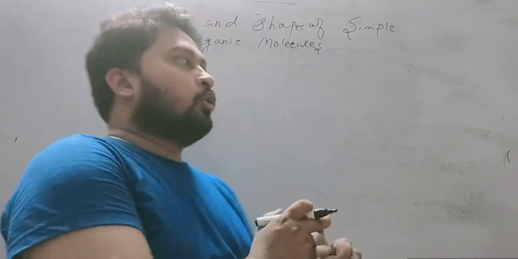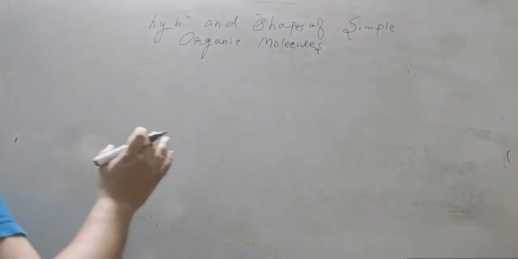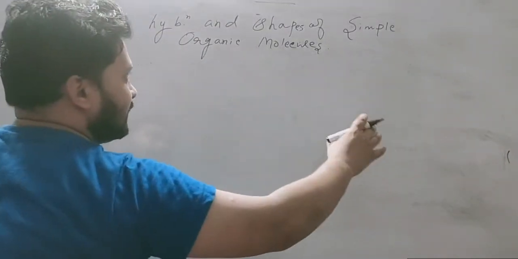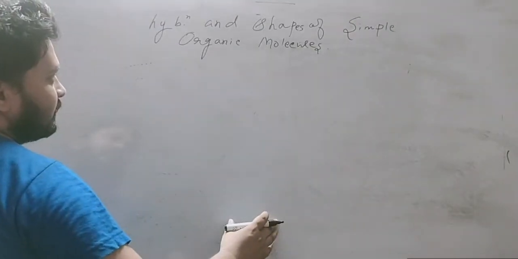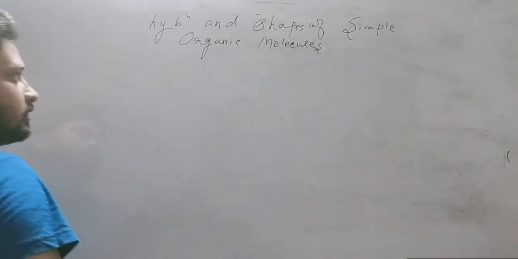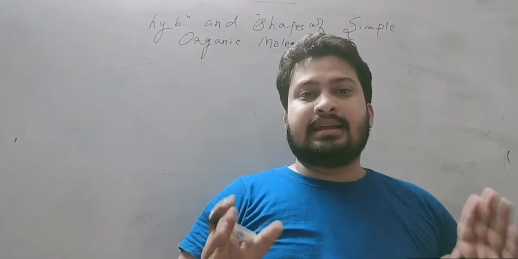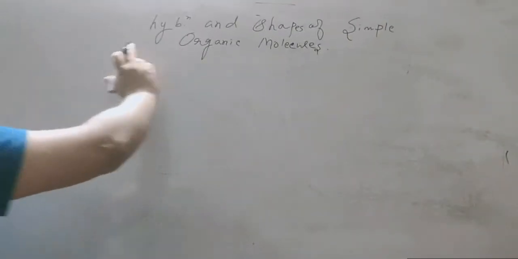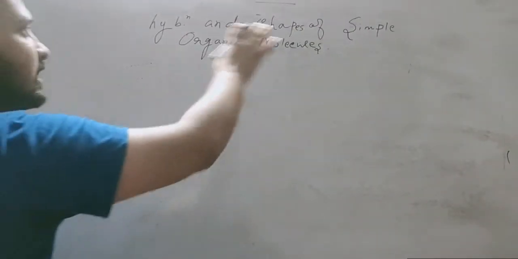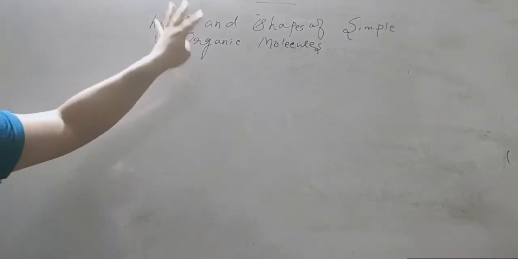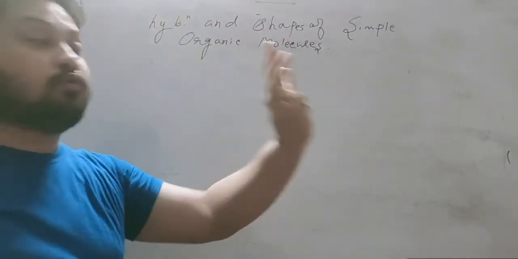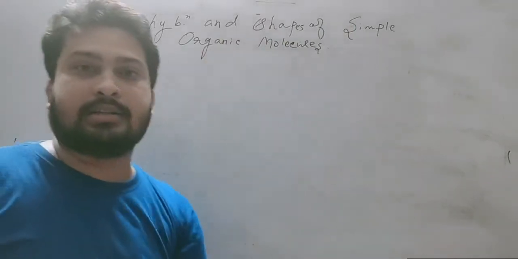From here we are going to learn something in depth. This is a lecture for the beginner. So, hybridization and shapes of simple organic molecules. What is the heading? Hybridization and shapes of simple organic molecules. So what are the simple organic molecules?